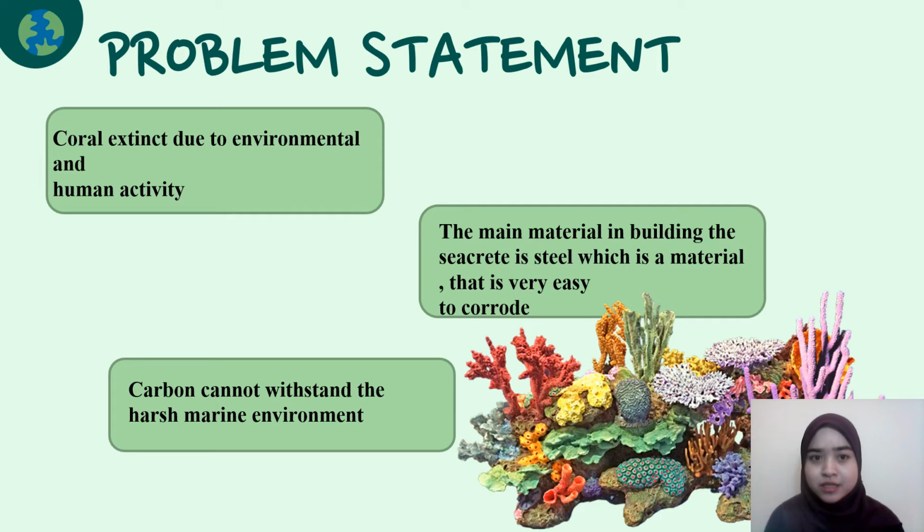Coral, which is the world's largest underwater ecosystem, is going extinct due to environmental and human activity. We can control the human activity, but we cannot control the environmental changes. So, in order to protect the coral, which has a lot of advantages for the marine ecosystem, we must build a SEACRETE. The main material in building the SEACRETE is steel, but it is a material that is very easy to corrode, and past studies used a carbon steel that cannot withstand the harsh marine environment. So in this study and experiment, I will use a stainless steel type 316L, which is suitable for the marine environment.